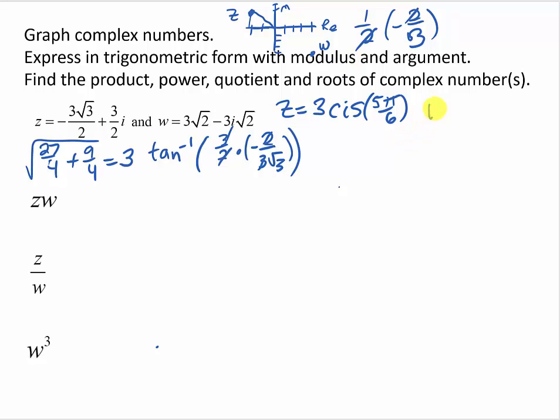So for W, we need to figure out our modulus, so we need to square the 3 and square the square root of 2, so that's going to end up being 18. And then the next one's going to be 18 as well. So it looks like that one is the square root of 36, which is 6. So we've got our modulus. Now let's figure out our argument, or our angle.